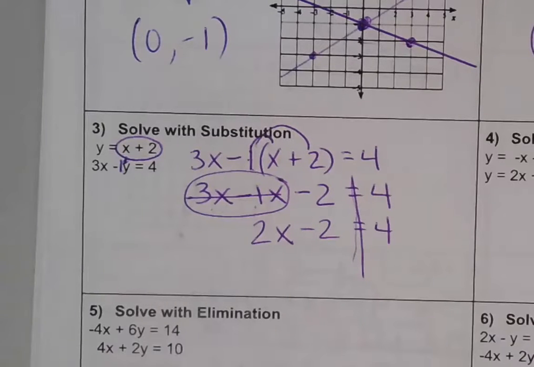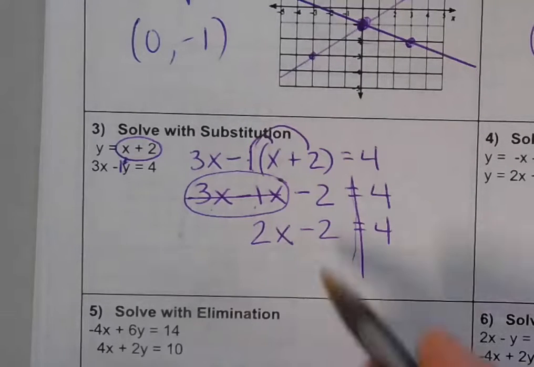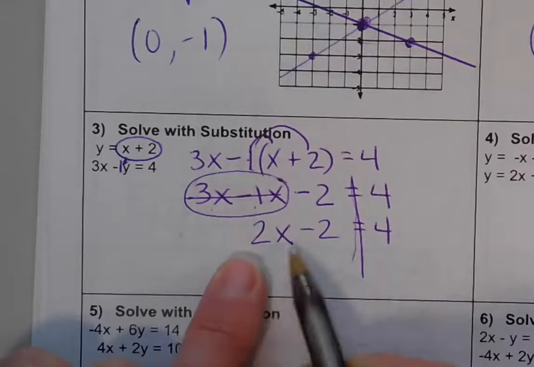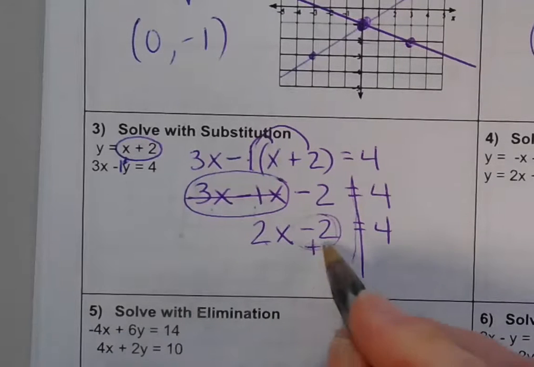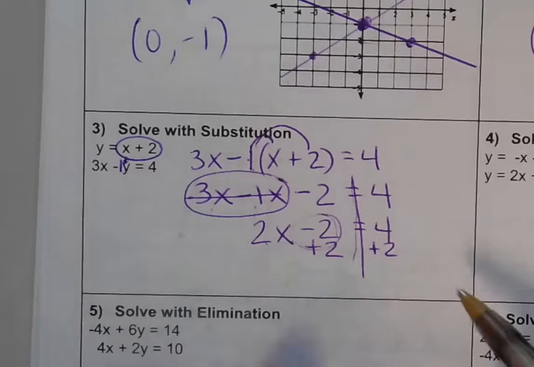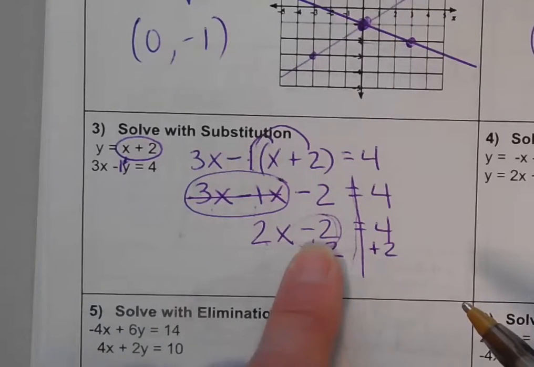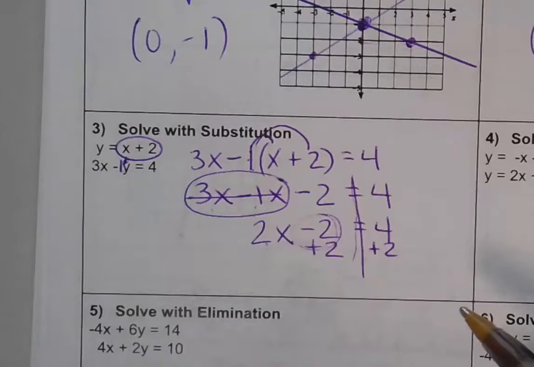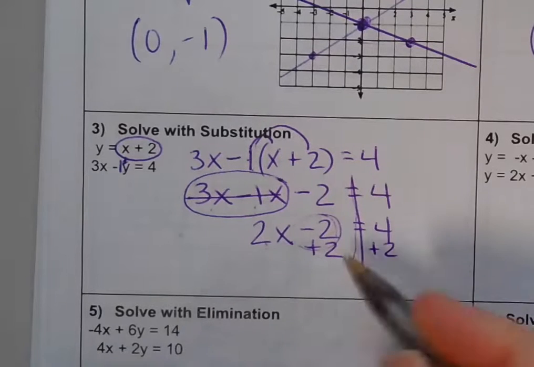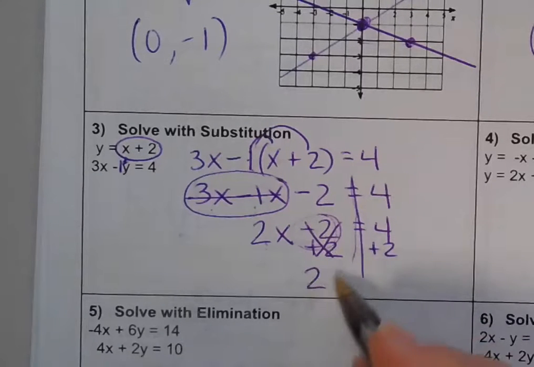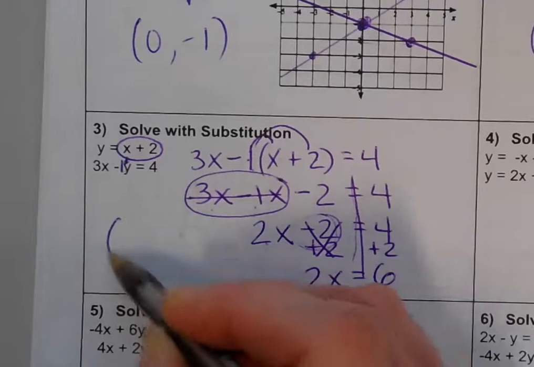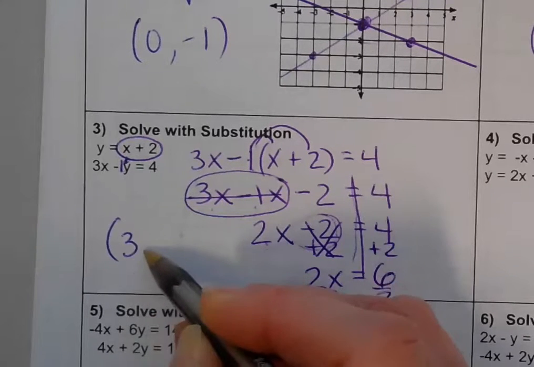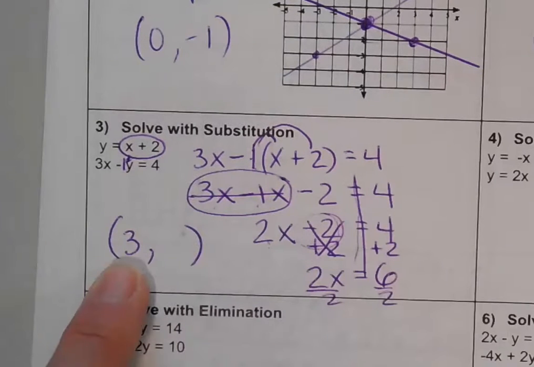Again, we're trying to solve for x, so I'm trying to get x by itself. So my last step is divide by 2. I need to get rid of this, so I'm going to add 2. Now here's where we have to do it on both sides, because we're trying to move the 2 to the other side. Okay, so that's gone. So I have 2x equals 6, and then my last step, divide by 2. So x equals 3.